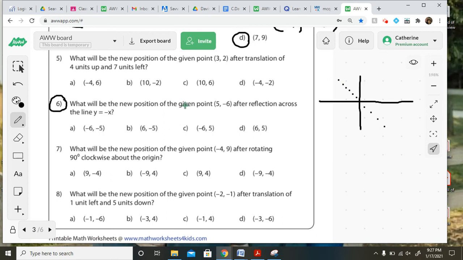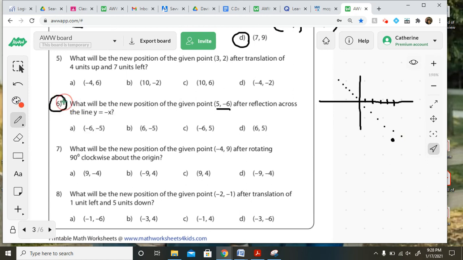Okay, so let's see what happens. What will be the new position of a given point, 5, -6, after reflecting across the line y is equal to -x? Well, let's see where 5, -6 would be. So 5 would be 1, 2, 3, 4. Well, we need another dot, don't we? 5. And when we go -6, see where that would be. This would be -1, -2, -3, -4, -5. So -6 would be down here. And that would be 5, -6.